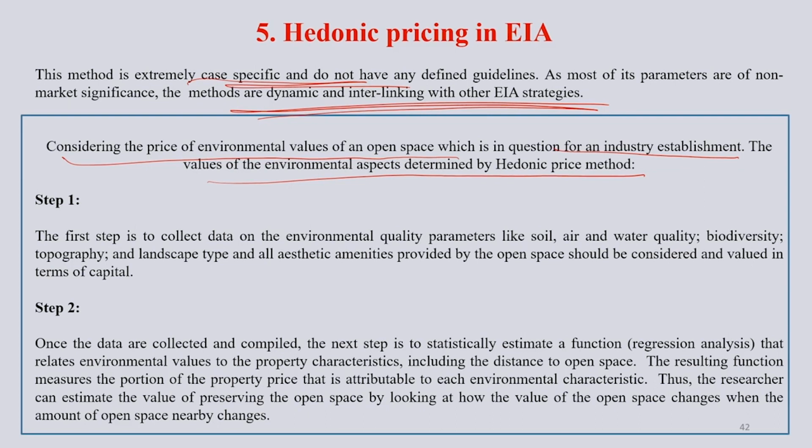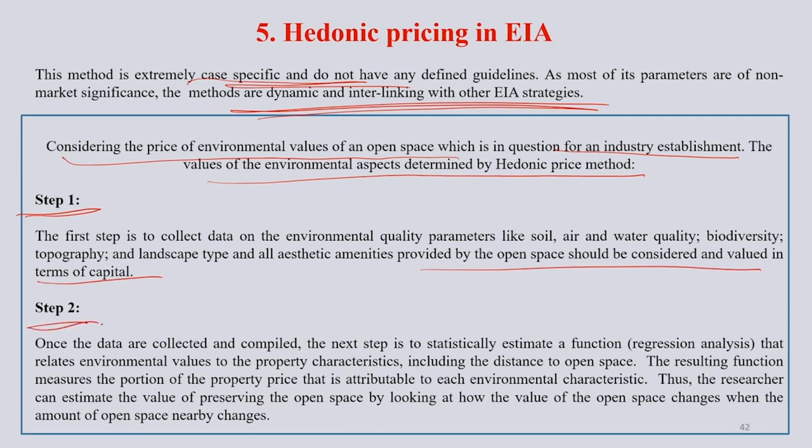So, if in that open space somebody proposes or decides to have an industry, then how are you actually going to evaluate whether to have it or not? Hedonic prices actually will help you. How? Step 1. The first step is to collect the data on the environmental quality parameters of that open area, like soil, water, air, biodiversity, topography, landscape and various other aesthetic amenities provided by that open space, which should be considered and valued in terms of capital. That is the first step.